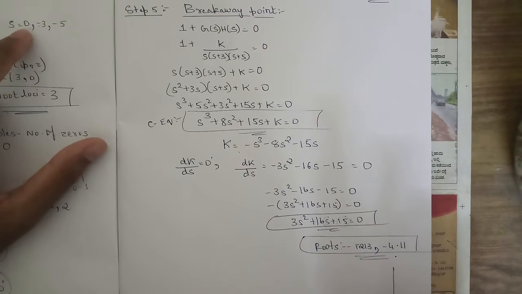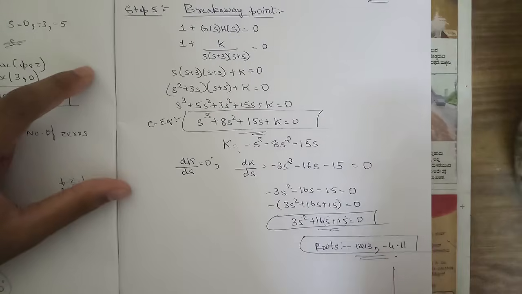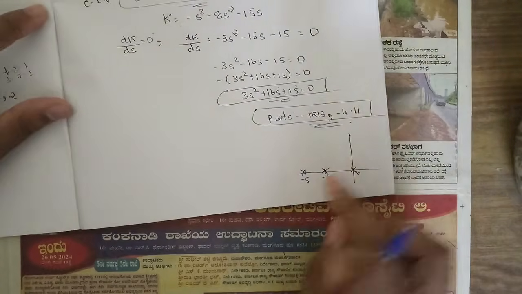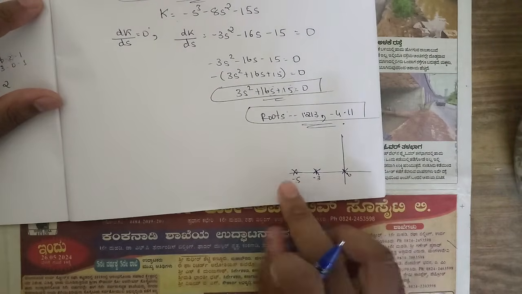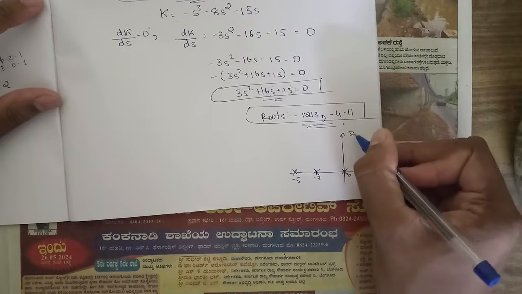The 3 poles are 0, minus 3, minus 5. This is 0. Somewhere here it will be minus 3. This is the pole. Somewhere here I will get minus 5, okay. 0, minus 3, minus 5, and roughly I have drawn it here. This is the real axis. This is the imaginary axis.